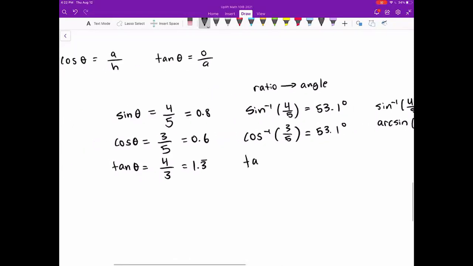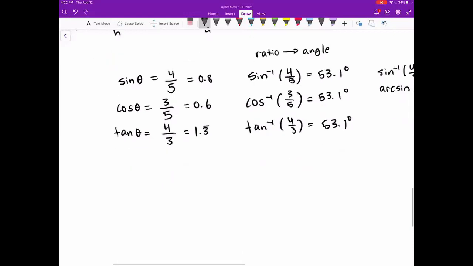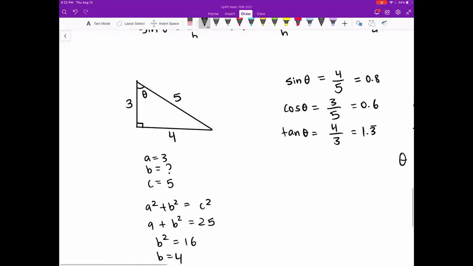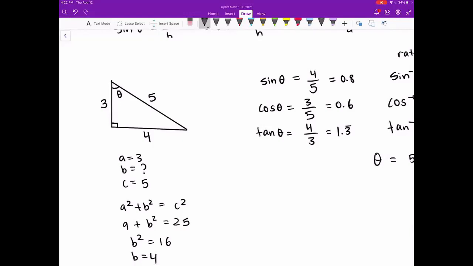Okay, so the inverse tangent of 4/3 should give the same angle. Yes. So theta is 53.1 degrees. Should we find the other angle? Sure, we can have theta 2, I guess, or we could just rename it theta again. We could just do 90 minus this. We don't have to name it. Yeah, that's true.